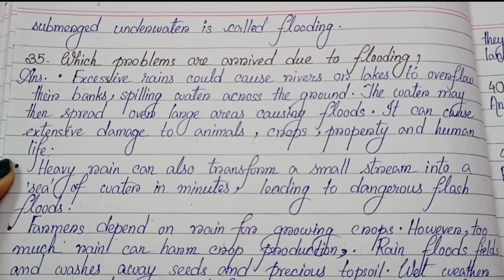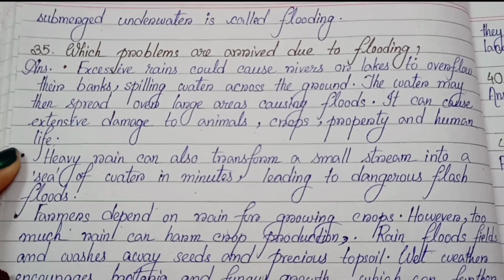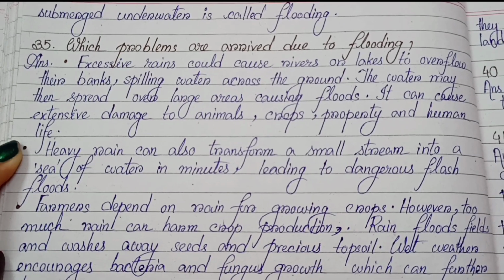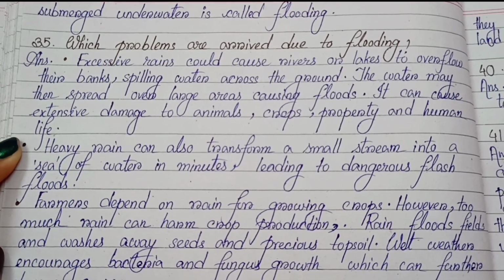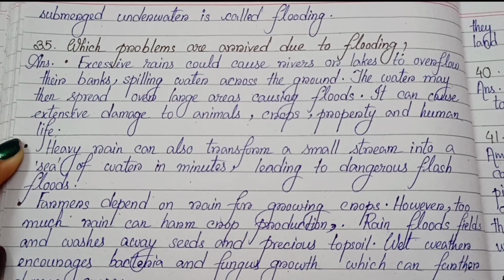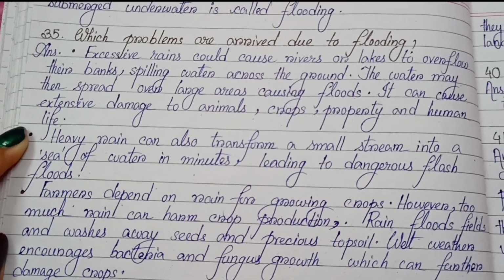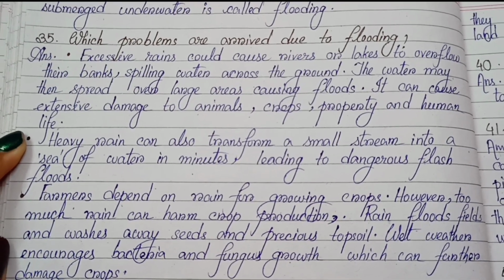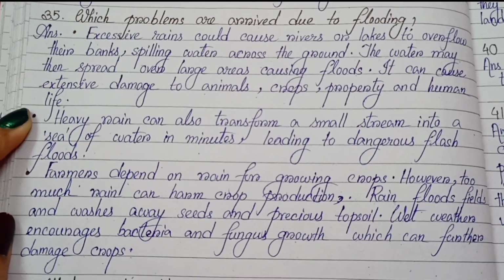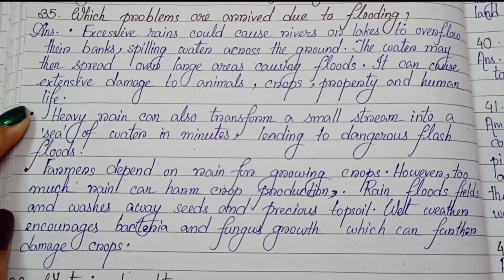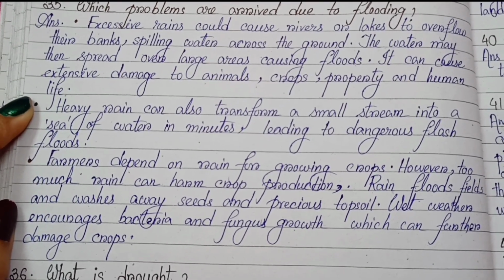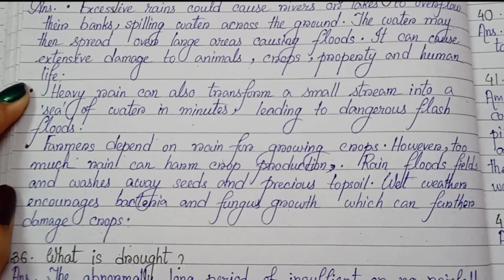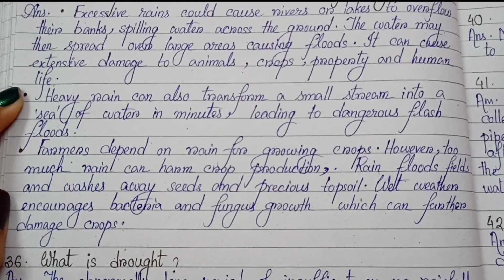Number 35. Which problems arise due to flooding? First point, excessive rains could cause rivers or lakes to overflow their banks, spilling water across the ground. The water may then spread over large areas, causing floods. It can cause extensive damage to animals, crops, property, and human life. Next point, heavy rain can also transform a small stream into a sea of water in minutes, leading to dangerous flash floods.